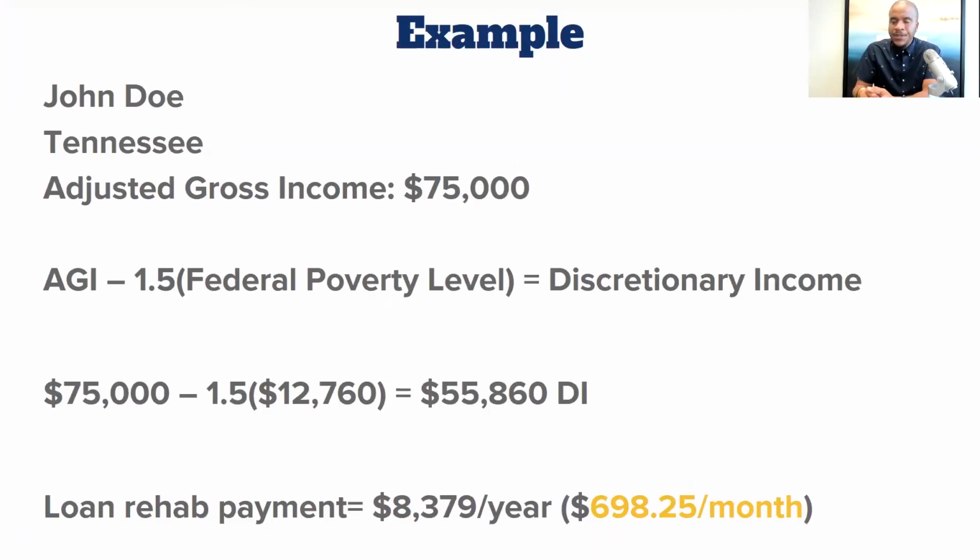We have an example here of John Doe, who lives in Tennessee and has an adjusted gross income on his last year's tax return of $75,000. So his loan servicer is going to take that $75,000 and subtract 1.5 times the federal poverty level for a family of one. In this instance, this leaves him with a discretionary income for the year of $55,860. And remember, as a part of this rehabilitation, he has to pay 15% of this discretionary income for the year as a part of that 9-month or 10-month process. And that leads to a monthly payment during rehab of just under $700 a month.